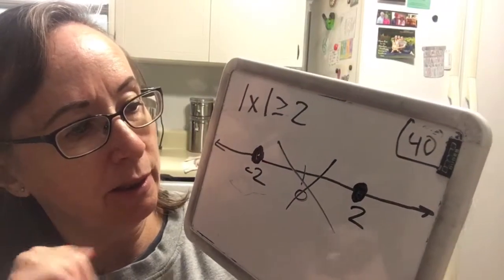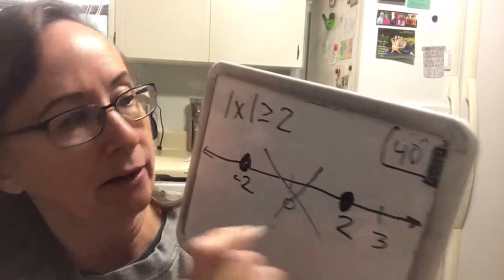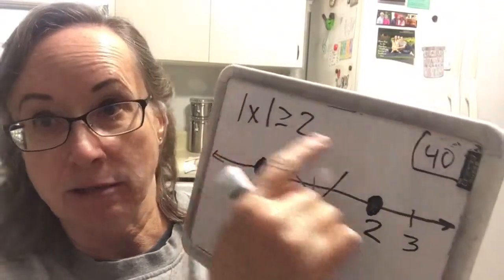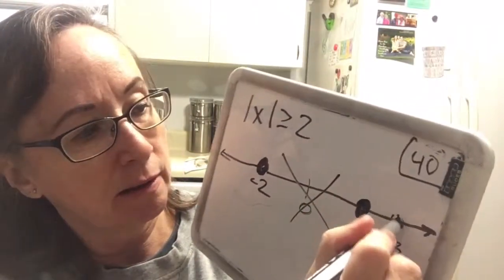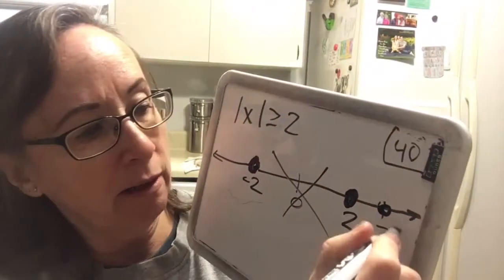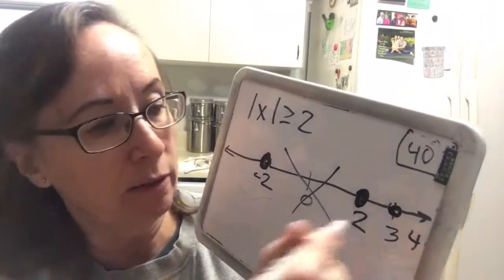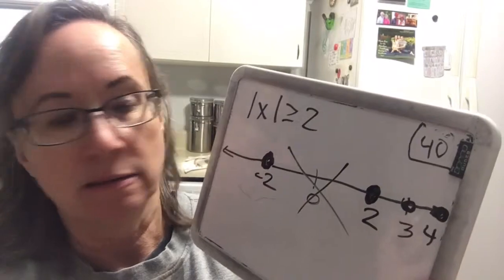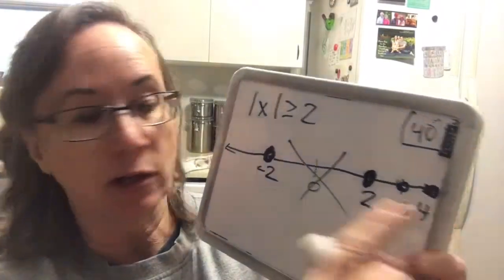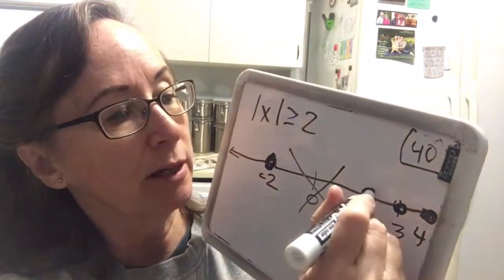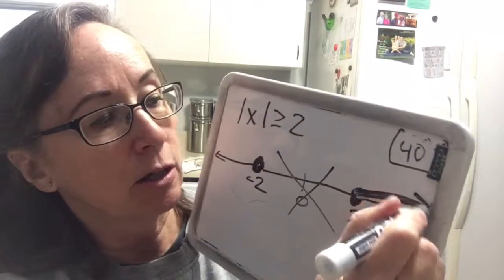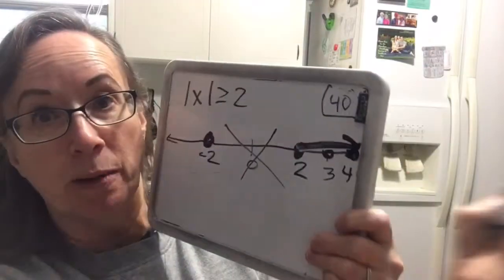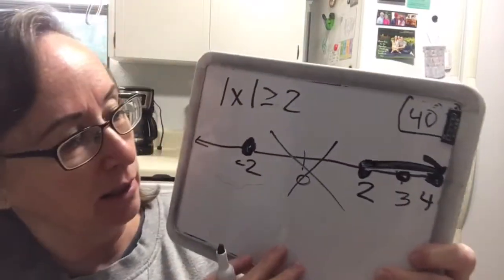So what we're going to do is try a 3 out here. We plug in a 3. 3 is greater than 2. That works. We plug in a 4. 4 is greater than 2. That works. In fact, any number that we plug in to the right of 2 is going to be a solution. So our solution goes off to positive infinity in that direction.